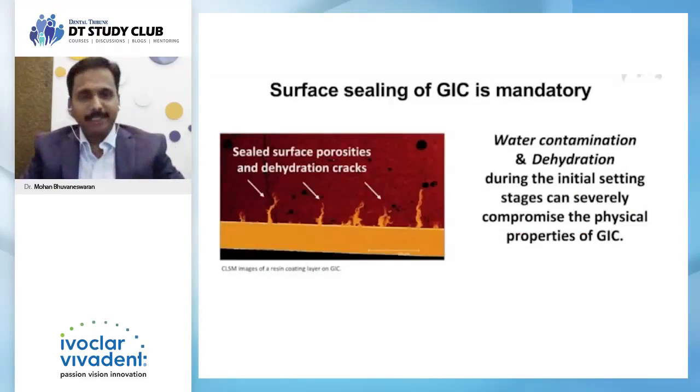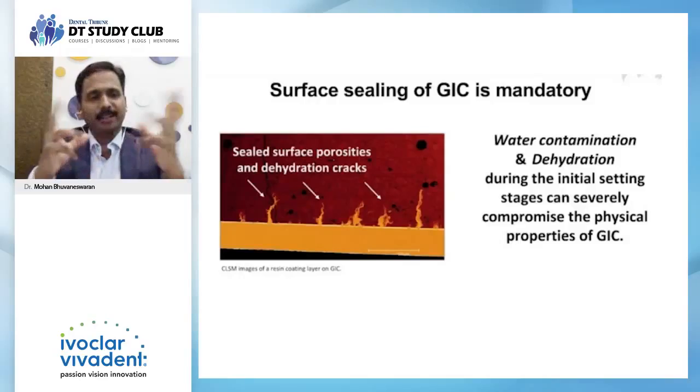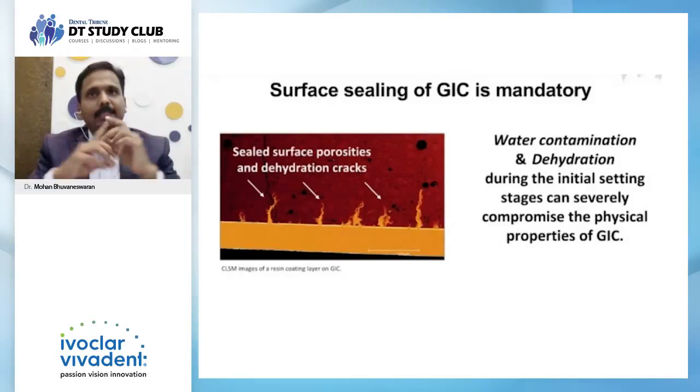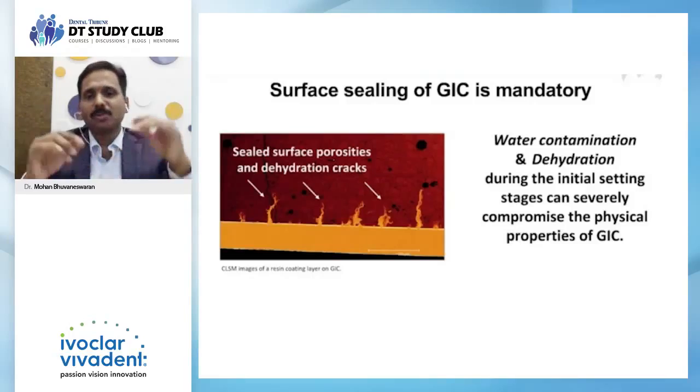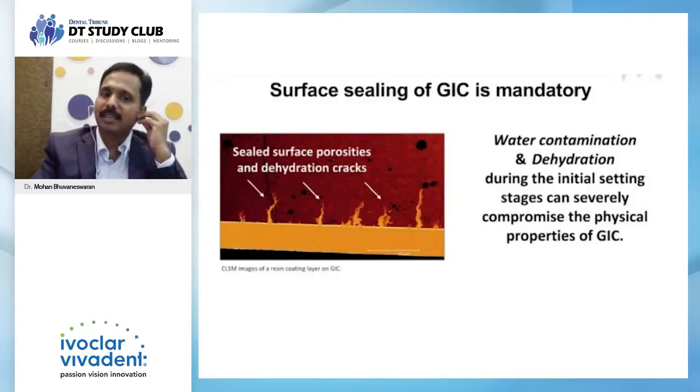More importantly, we all know the setting reaction of glass ionomer, right? The loosely bound water and the tightly bound water. So you need to apply a coat of protection there so that you don't see such cracks. If these cracks develop, they would ultimately lead to the failure of the restoration.